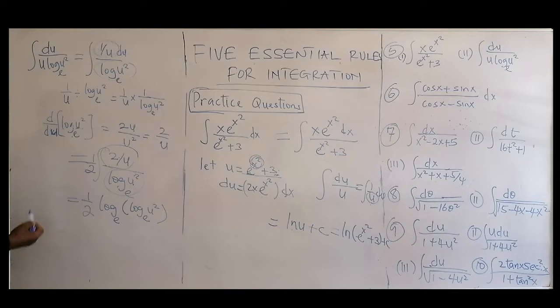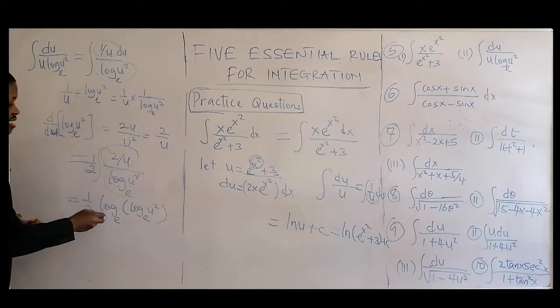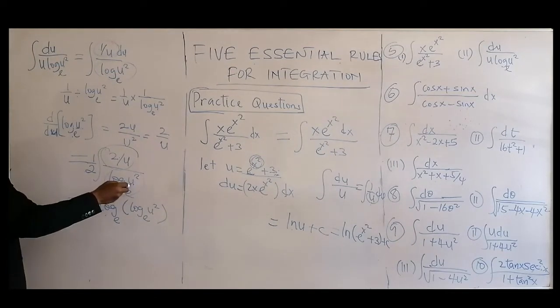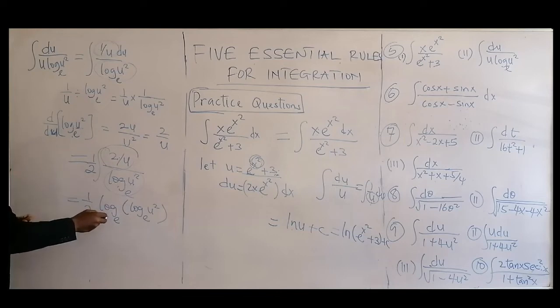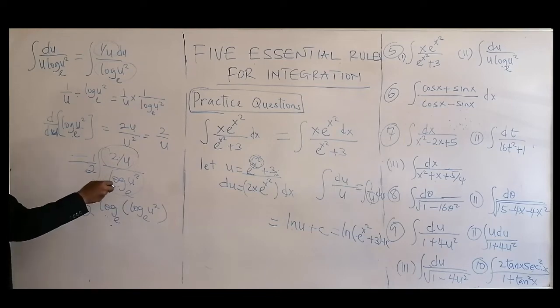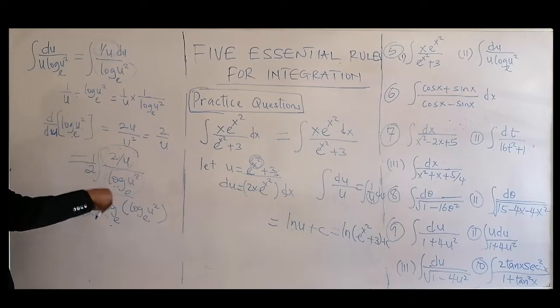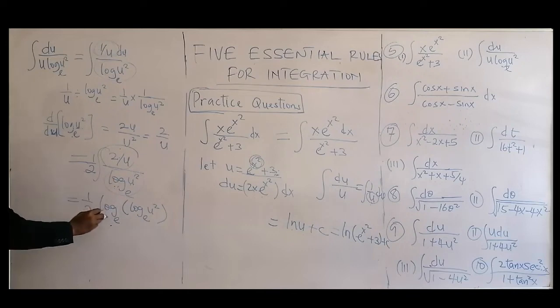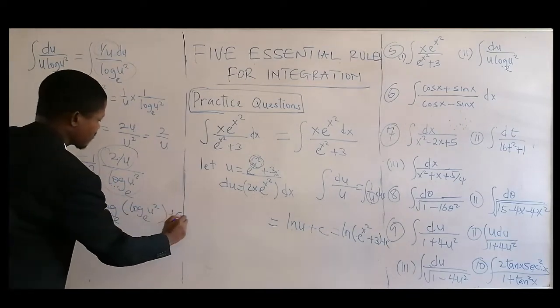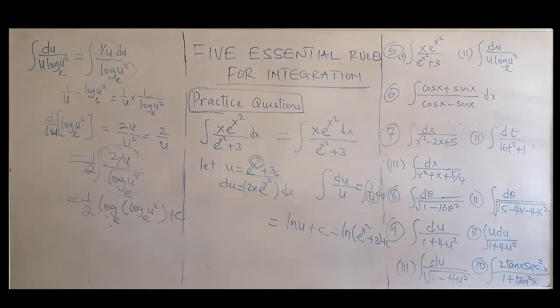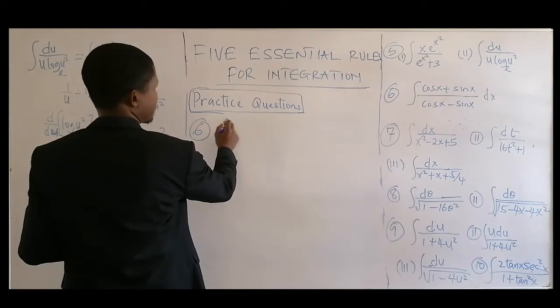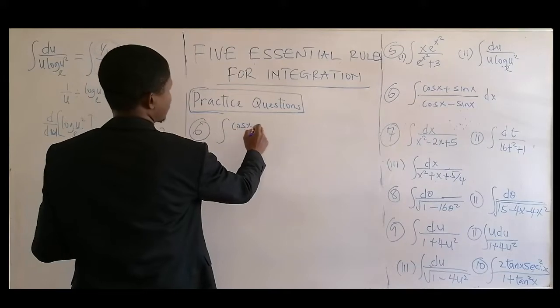And when that happens, it will be log to base e of that function. Okay, log to base e of the denominator. When the numerator is equal to the derivative of the denominator, your answer will be log to base e of that denominator. And that's what we have done there. Then plus c.